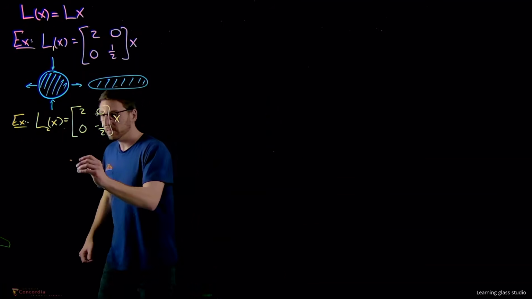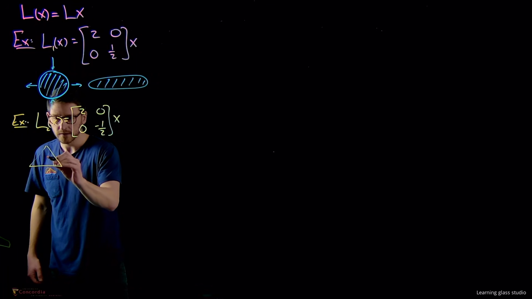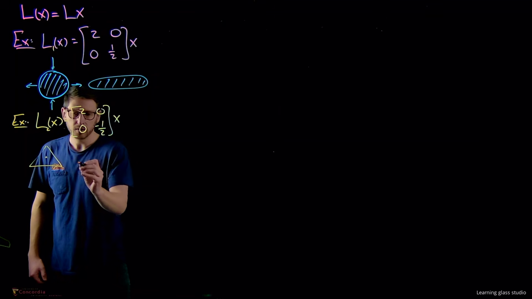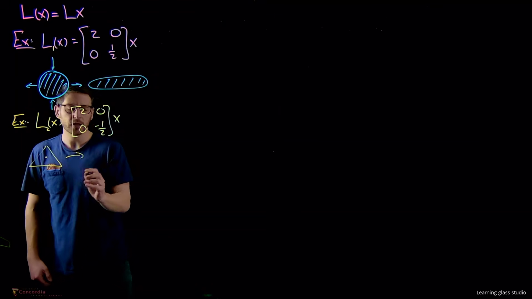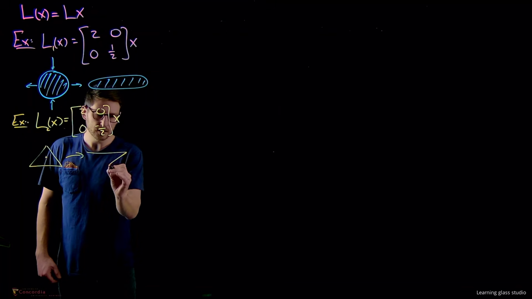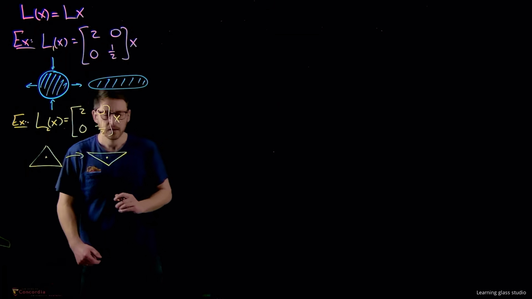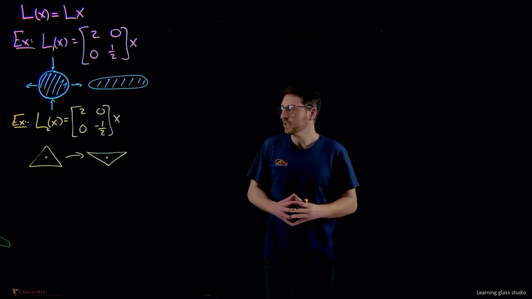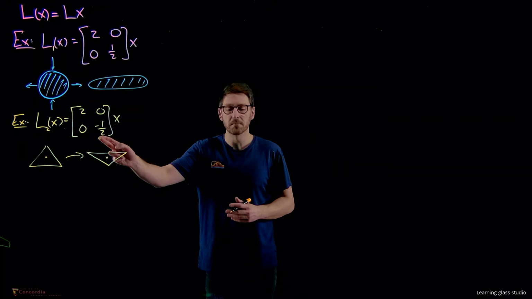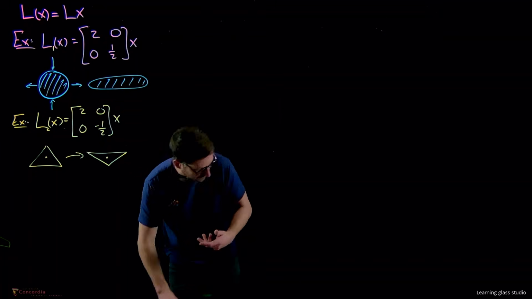So for example, maybe let's think about this. Maybe I have a triangle centered at 0, for example. Then what would happen after applying L2 to this thing is it would flip upside down and it would get stretched. All right, so maybe here's 0 again. Not to scale in this case. The determinant is -1, so it's still volume preserving, but it's flipping you.